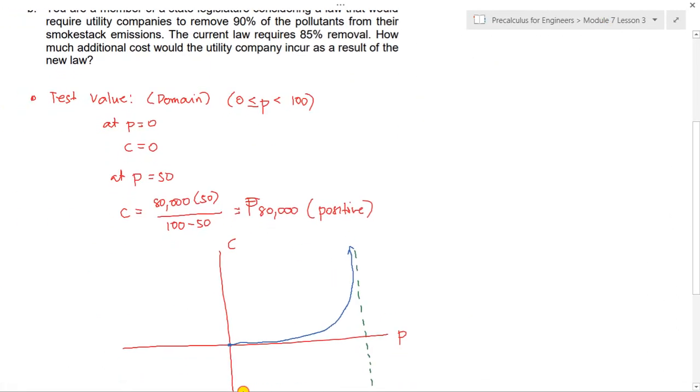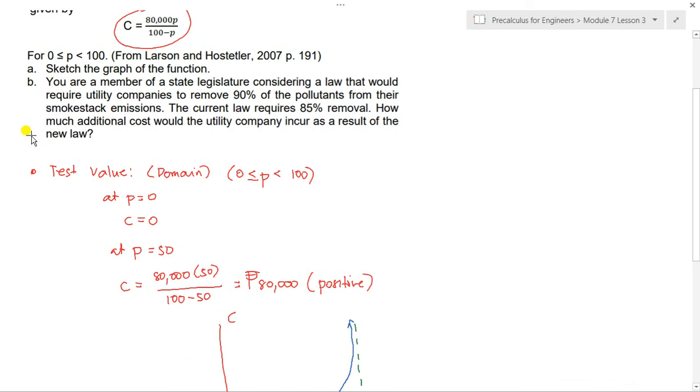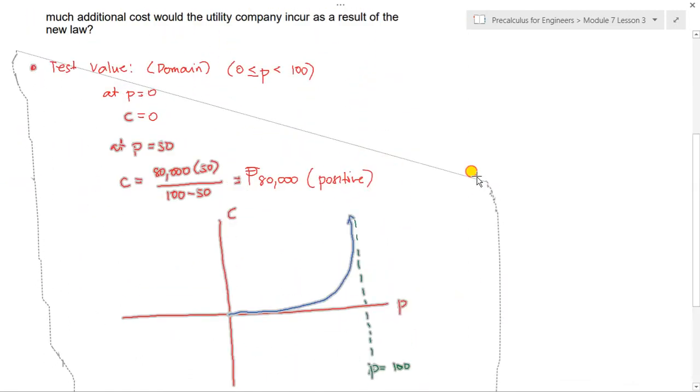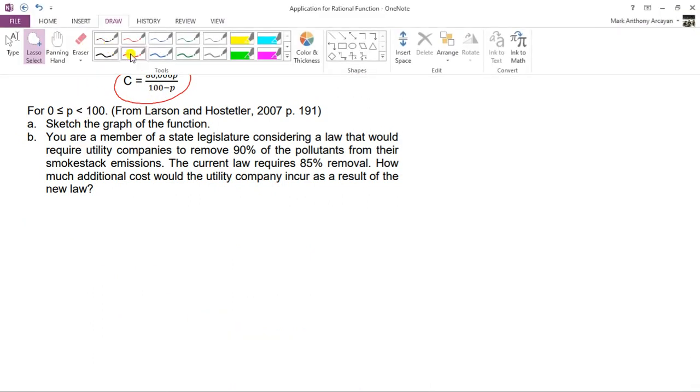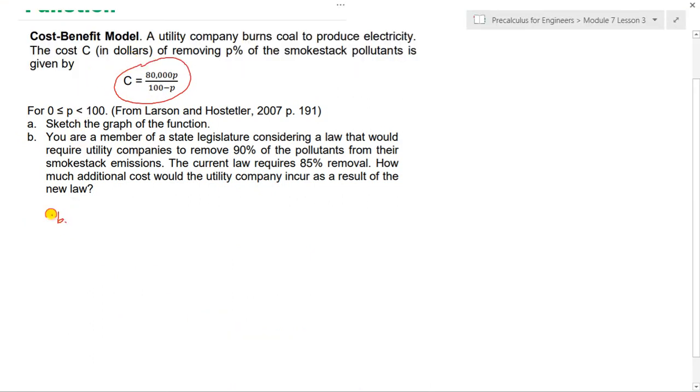Okay, for letter B, ang gipangita kay, ingon siya, you are a member. What if you are a member of a state legislature considering a law that would require utility companies to remove 90% of their pollutants from their smokestack emissions? So the current law requires 85% removal. How much additional cost would the utility company incur as a result of the new law?